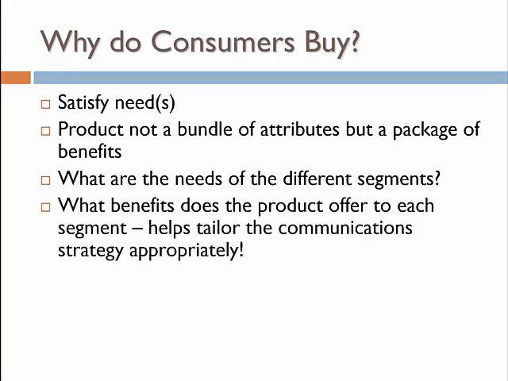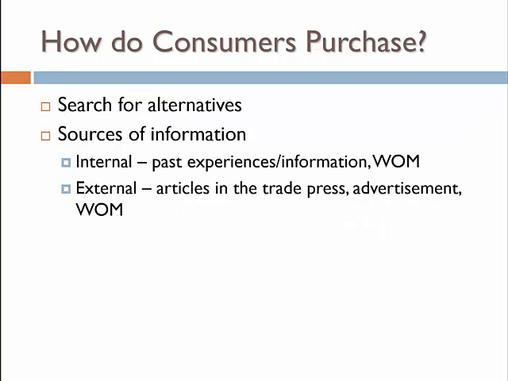Now, the other thing that is also important is how consumers go about making their purchase decisions, right? There's a lot of psychology that is involved here as well. So how do they search for alternatives? What sources of information do they use to search? Because this will in general depend on the level of involvement that customers have.